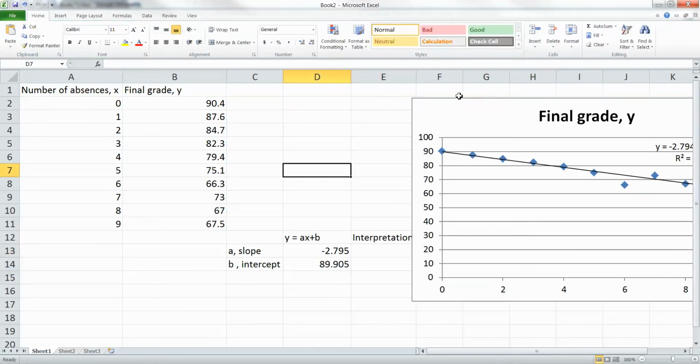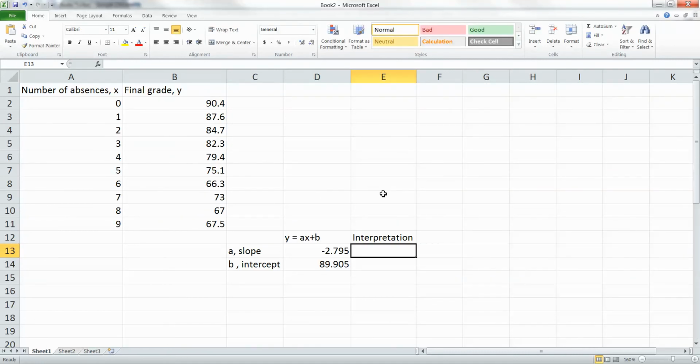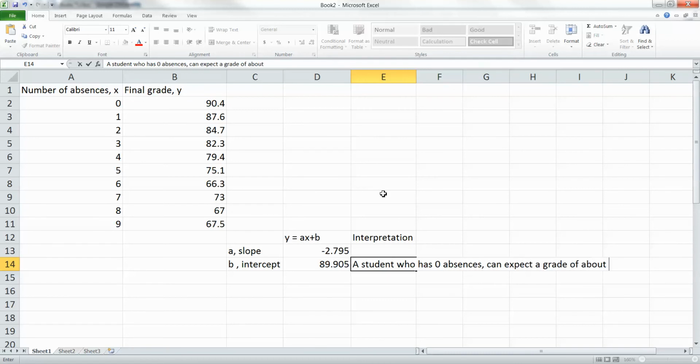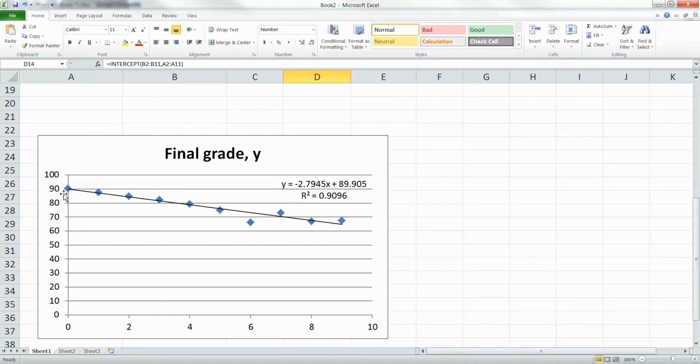Okay, so to interpret this, let me shimmy this out of the way. It's saying that when x is 0, but x was the absences. So how about this? A student who has 0 absences can expect a grade of about 89.9 in the class. There we go, because that's the intercept. It's over here when x is 0. It's where that line hits the axis.